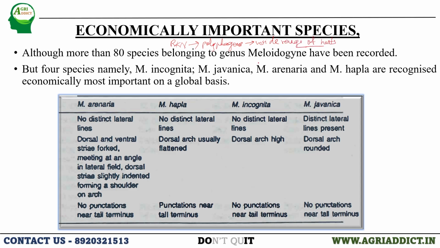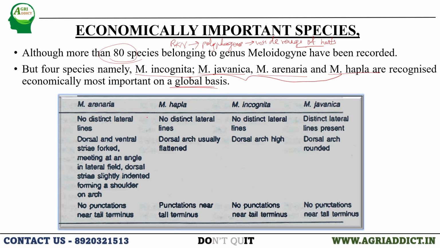The total number of species which have been identified in the root knot nematode is around 80. Out of these 80 species, only 4 are most important on a global basis: Meloidogyne incognita, Meloidogyne javanica, Meloidogyne arenaria, and Meloidogyne hapla. These are the 4 root knot nematode species which have been recognized as economically most important on a global basis.